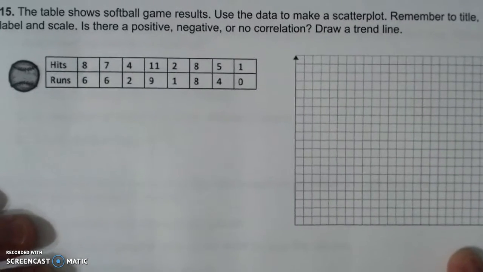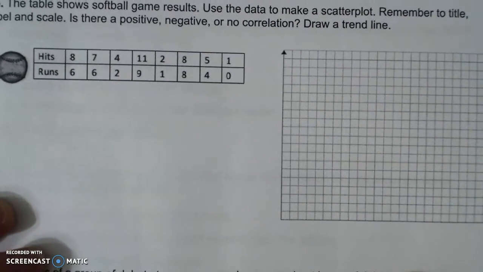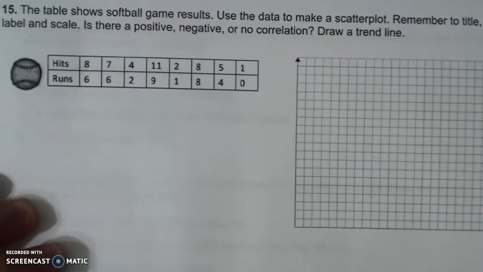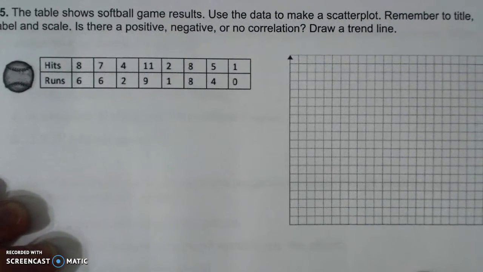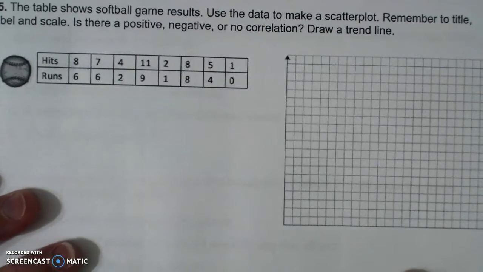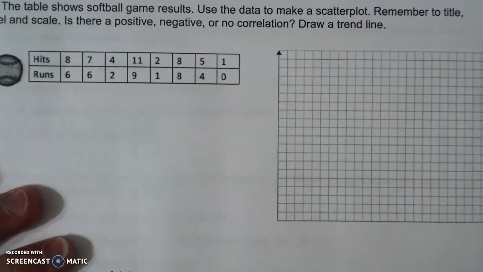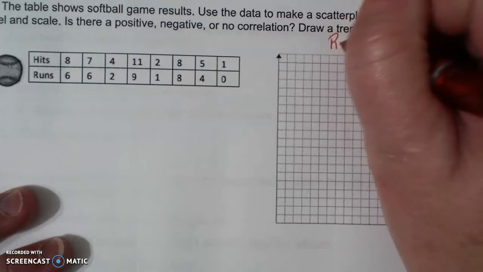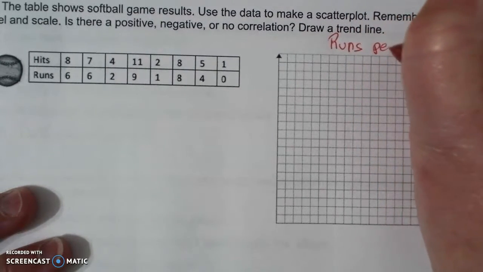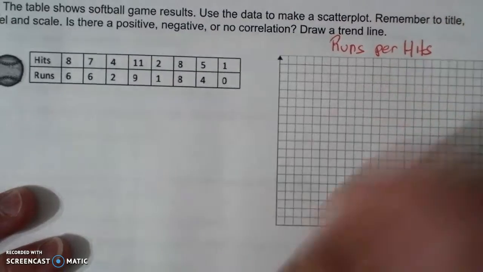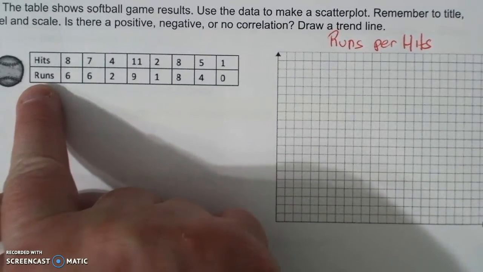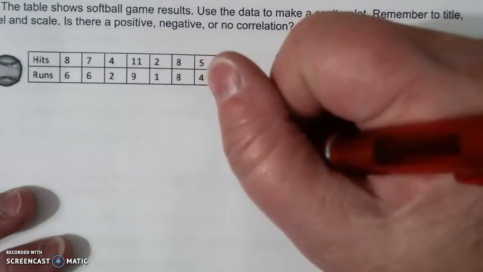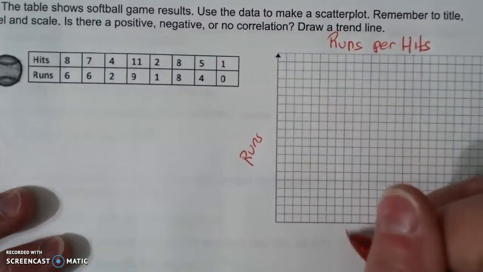Here's another one. The table shows softball results. Use the data to make a scatter plot. Title, label, and scale. Is there a positive, negative, or no correlation? Draw a trend line. So, runs per hits. It's my title. And that's easy. I'm going to take my Y value and put a per in between that. So runs per hits. This is my runs. This is my hits.